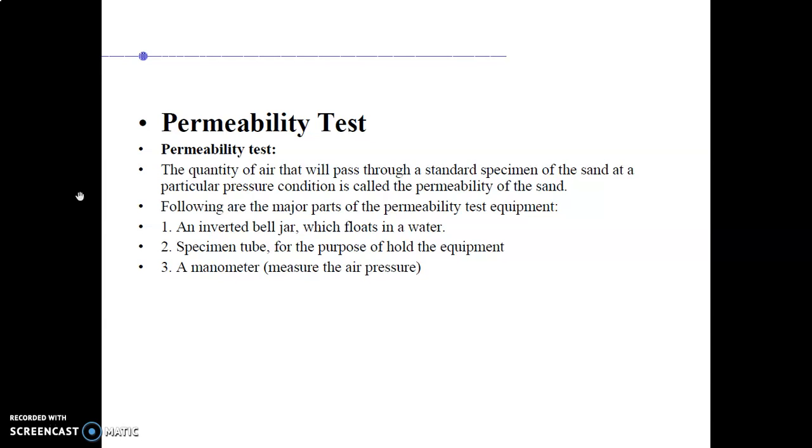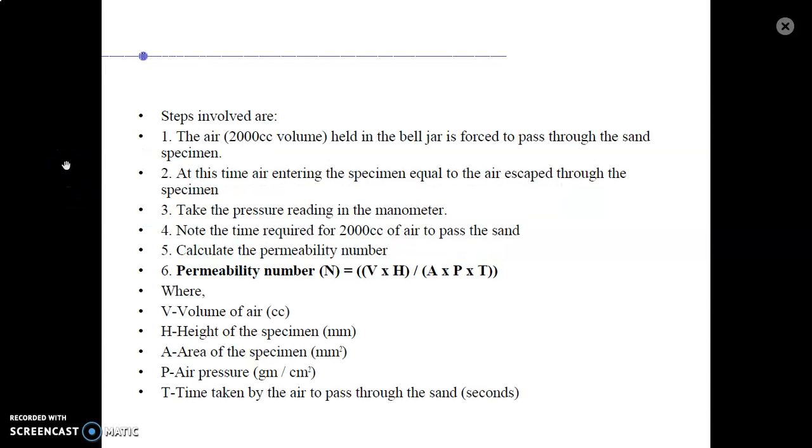The equipment required includes an inverted bell jar which floats in water, a specimen tube, and a manometer to measure the air pressure. So these are the equipment required for the permeability test. It is very simple to check the permeability of any molding sand. Here we have steps. We will not discuss them in detail. You can pause for some minutes and read the procedure and parameters.